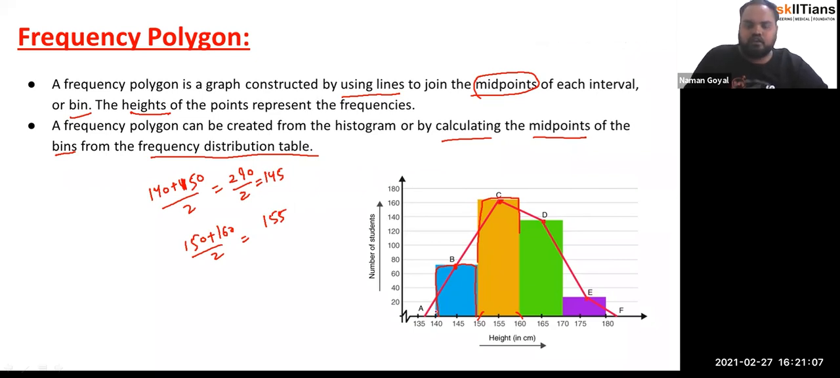Now what we have to do is take the line before, starting from this point. So we have to take the midpoint of this interval also, 135 to 140, because the interval 135 to 140 is not given in our frequency distribution table. That's why we take the frequency as 0, and do the same for the next one, 180 to 190. Not given in the frequency distribution table, that's why we take the frequency of that particular interval as 0. Are you getting my point?